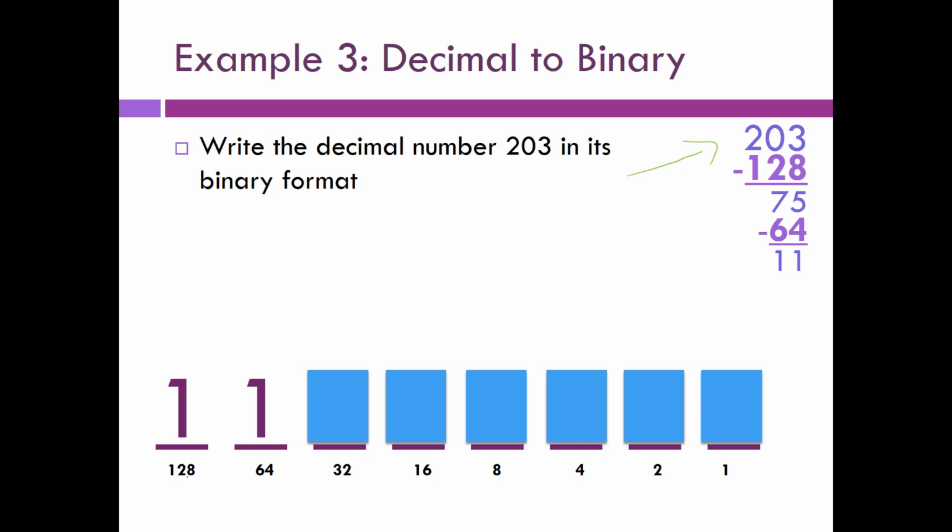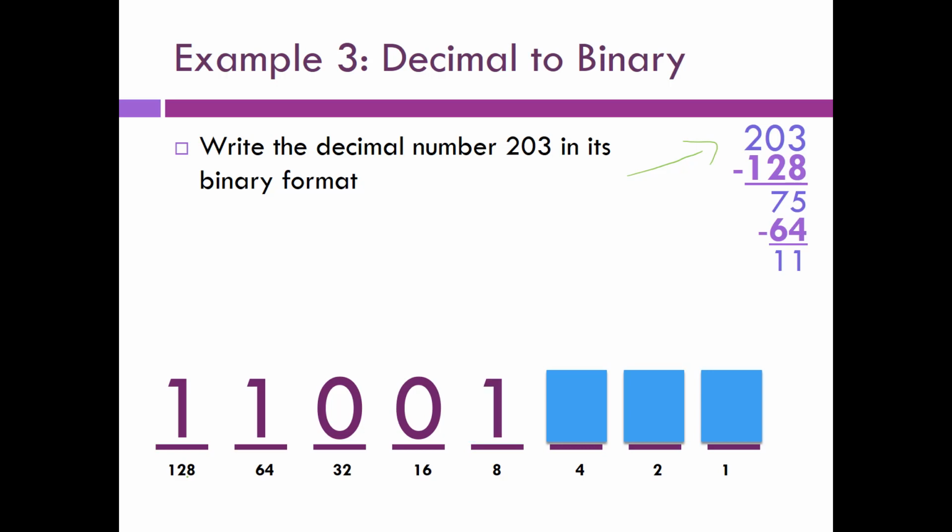So then I look at that 11 and I continue on. 32 is too big, so that's a 0. 16 is too big, that's a 0. 8 will fit into 11. So I'm going to put a 1 there, and I'm going to subtract 8 from 11 and get 3. Then I come back and 4 is too large. 4 is larger than 3, so that's going to be a 0.